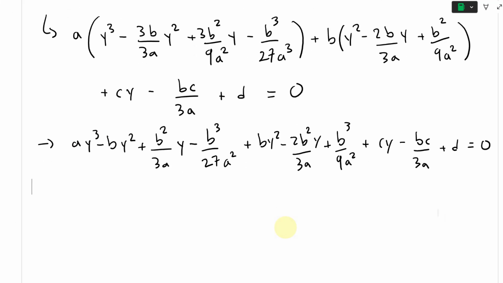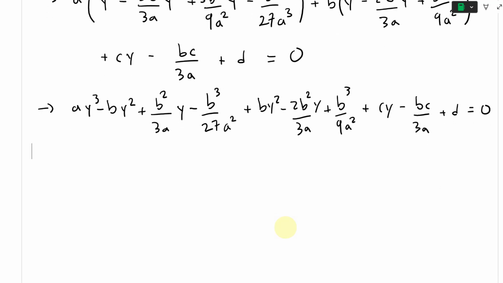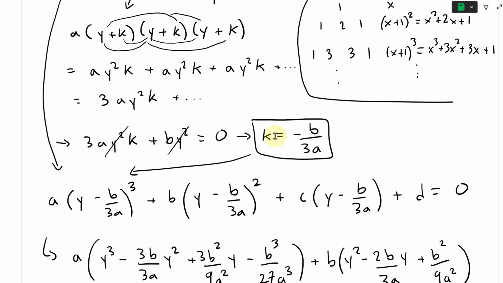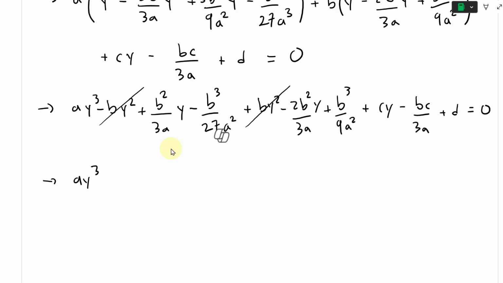Alright, so now let's see if we got this all right. This is quite a lot of algebra, so let's just write this out. So the first one, a cubed, there's nothing else there. So a y cubed. Now this one here, this b y squared, this is a negative b y squared. This cancels with this one. And now we get rid of our y squared, as was the goal of setting this k value. So we get rid of these y squareds.